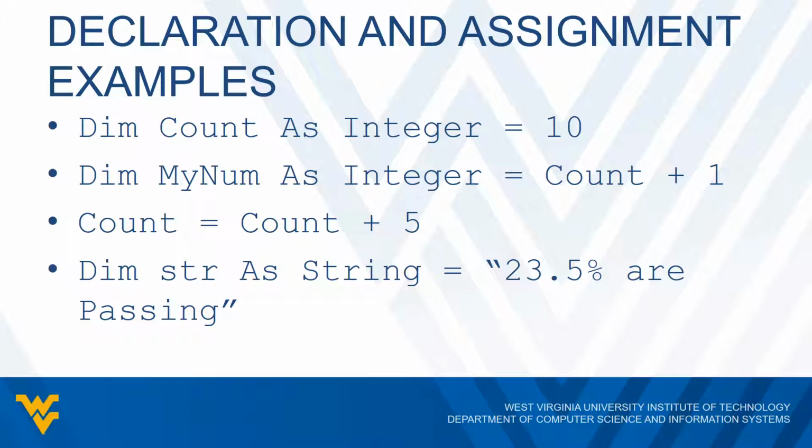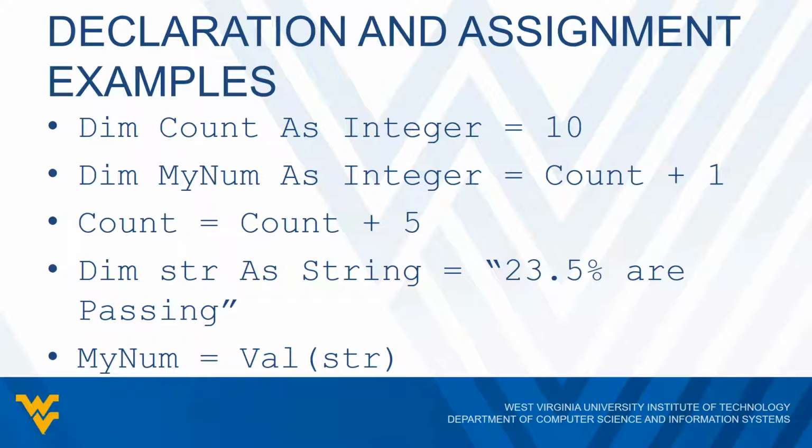We can also do stuff with strings. So I can have str be a string. So I can say dim str as string. And I can initialize it to the string "23.5% are passing". So anything between the quotes is perfectly fine. So we have a string here that would be stored in str. And then I could do something like this, where I have mynum equals the result of the val method for str. Actually, let me ask you a question. So what would be stored in mynum in this case? So just pause the video for a second and think about what would actually be stored.